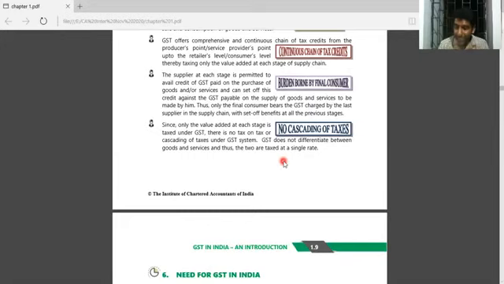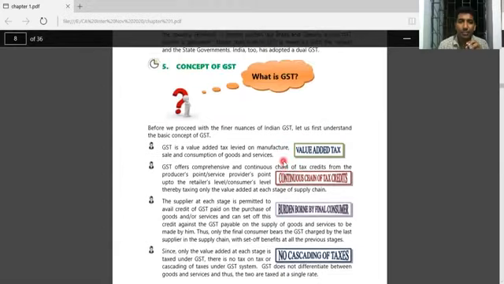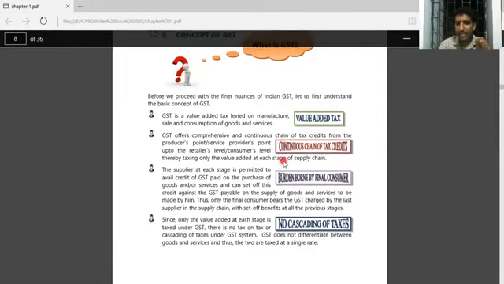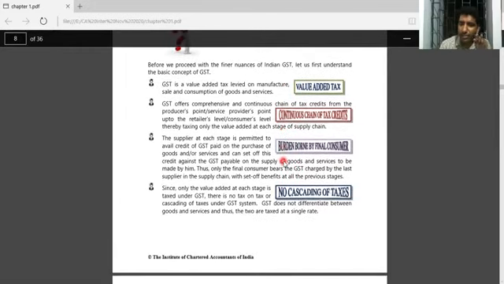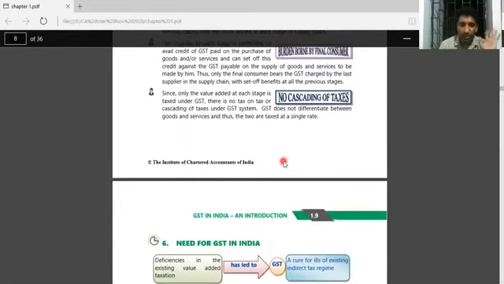So in GST, there are no cascading effects. There is no tax charged on another tax. So that is abolished due to GST. These are the basic fundamentals of GST. One, it is a value added tax. Two, continuous chain of tax credits. Three, the burden is borne by the final consumer. Four, there is no cascading of taxes.